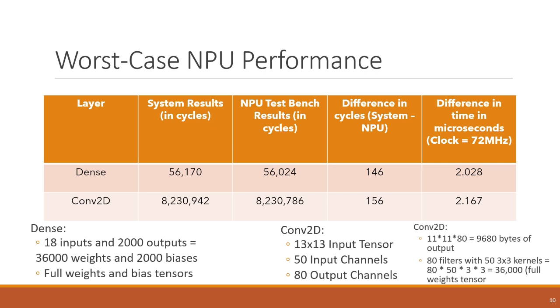Lastly, here we show the worst case NPU performance for the dense and convolution layer. Dense uses 18 inputs and 2000 output neurons, and convolution 2D uses 13 by 13 tensors with 50 input channels and 80 output channels. Overall, the differences are small, ranging from less than 1 microsecond for ReLU to about 6.4 microseconds for Sigmoid, which indicates that most of the measured gap comes from the software and communication overhead between the CPU and the peripheral.